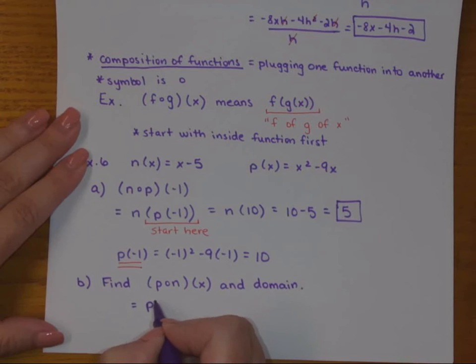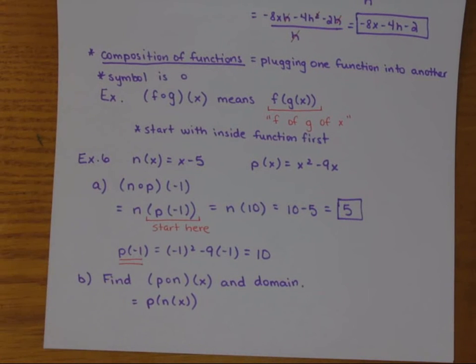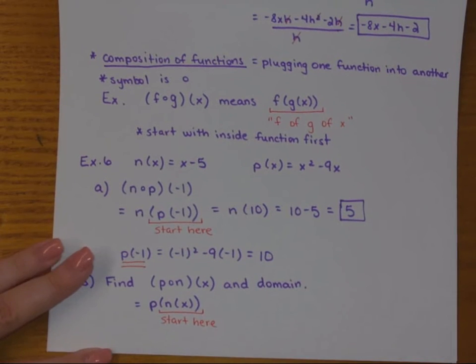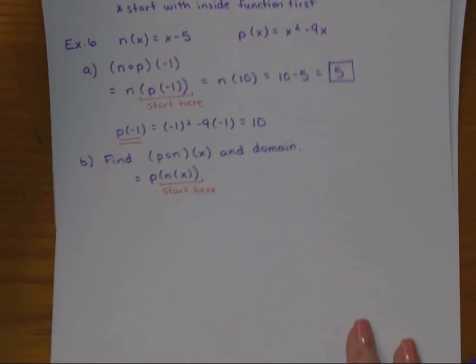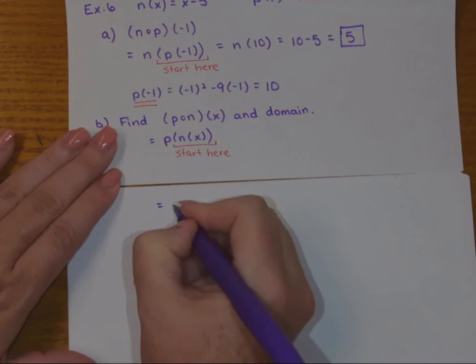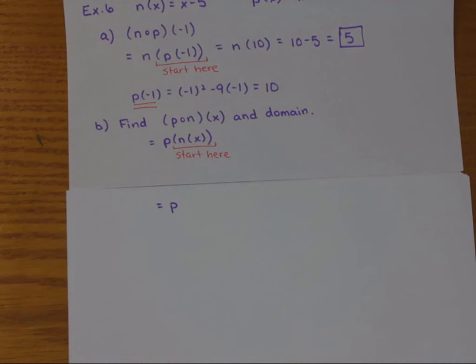So part of this is just knowing how to read this. When you see that composition operator, it means p of n of x. And as always, we start here. We are just going to leave the p part alone, and we're going to plug in what n of x is.